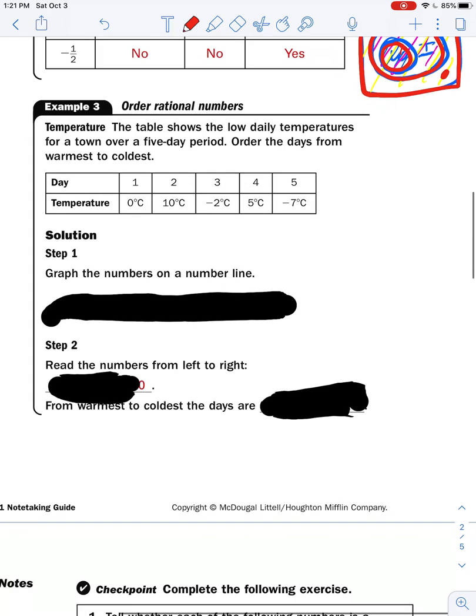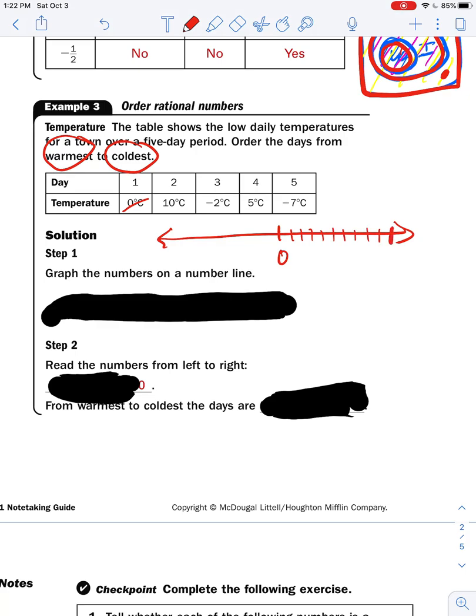So our other skill today besides classifying is ordering the numbers, putting them in order. So this table shows the low daily temperatures for a town over a 5-day period. We're going to order the days from warmest to coldest, so pay attention to that. So if you wanted to kind of draw yourself a number line, you certainly could, because sometimes visually we do better with that. So I'm going to put a 0 in the middle, and that's actually one of my numbers, so I'm crossing that off. 10 is going to be positive, so 1, 2, 3, 4, 5, 6, 7, 8, 9, 10, right over here. Cross that off. Negative 2 is right over here.